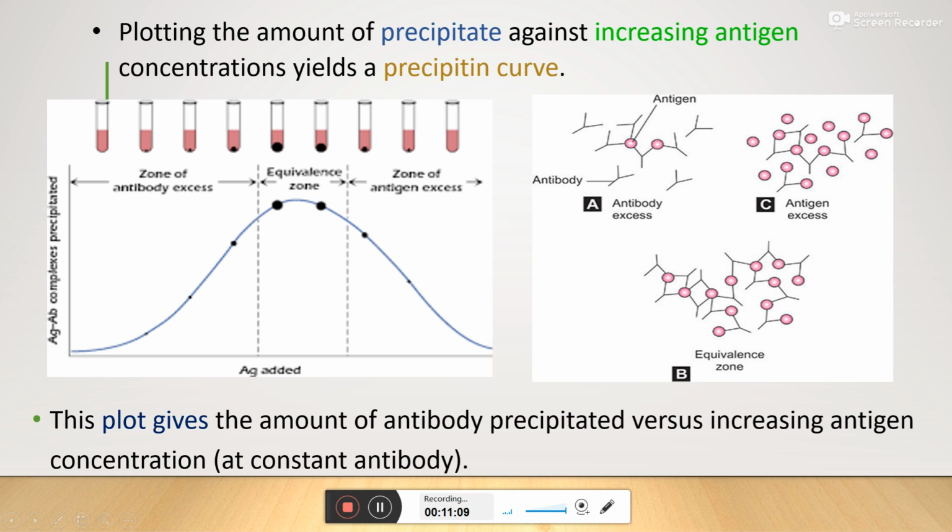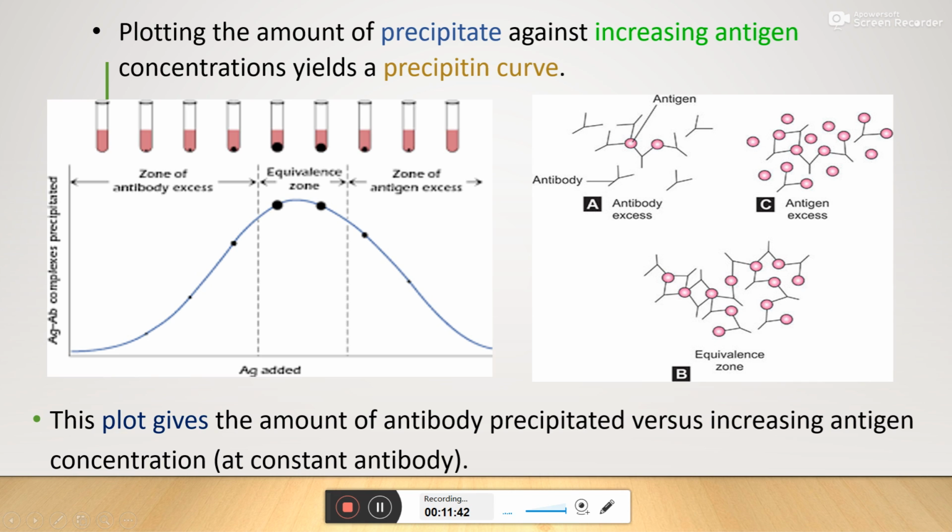The first zone is the zone of antibody excess. In this picture, A represents the first zone, that is, the antibody excess zone. In this case, there is excess antibody, and we are just adding the antigens little by little. So the antigens may not be seen easily, whereas antibodies are in excess. That is very clear from this picture.